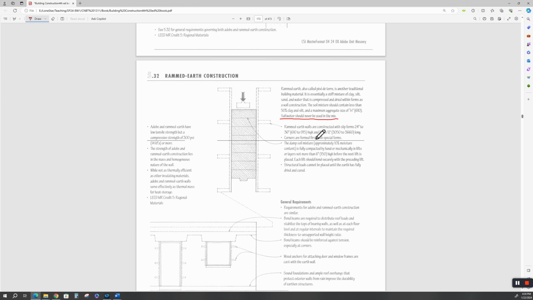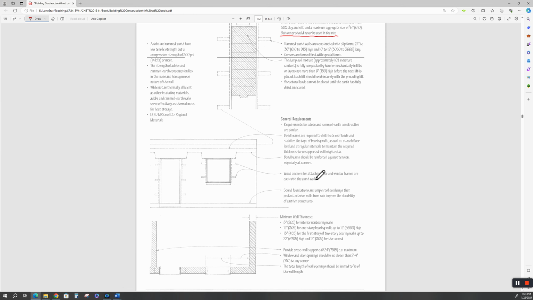Do not do it. So anyway, they're rammed with slip forms, and they're not reinforced. They could be reinforced, but they're not. And that's enough about that.